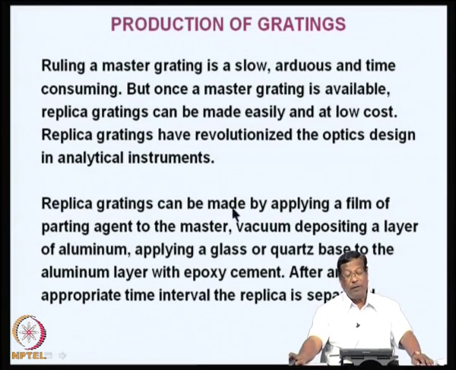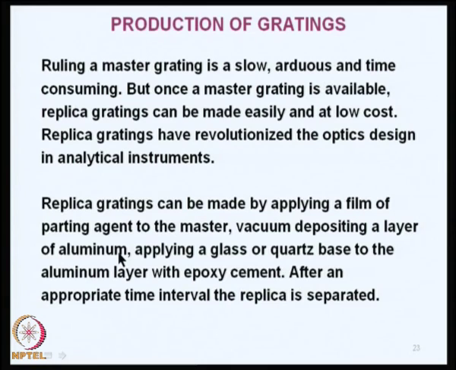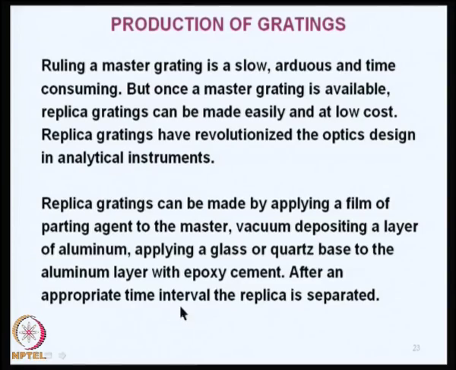And how do you make them? You take the master grating, apply a thin film of parting agent to the master grating, and then vacuum deposit a layer of aluminum, and then apply a glass or quartz base to the aluminum layer with epoxy cement, and after an appropriate time you just remove the top portion. First you have a grating here, and then you are putting aluminum and then parting agent and vacuum depositing a layer of aluminum, applying glass or quartz base, and then removing it. So, the master grating remains at the bottom, its reflection comes on the top, which is again a grating. After an appropriate time interval you can just remove the grating, and you have a replica grating ready.